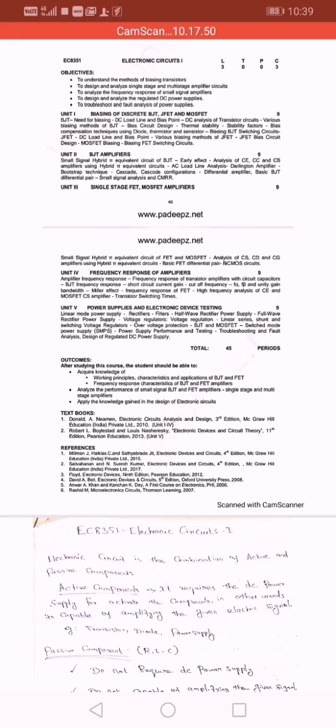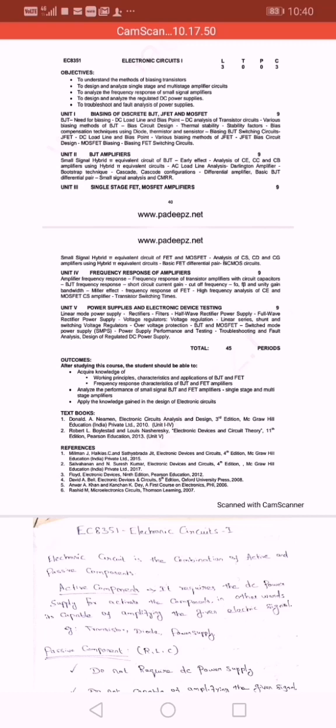So in this unit we have to learn what a transistor is, why we apply biasing, what is the need of biasing, and what are the types of biasing. This also comes under unit 1.